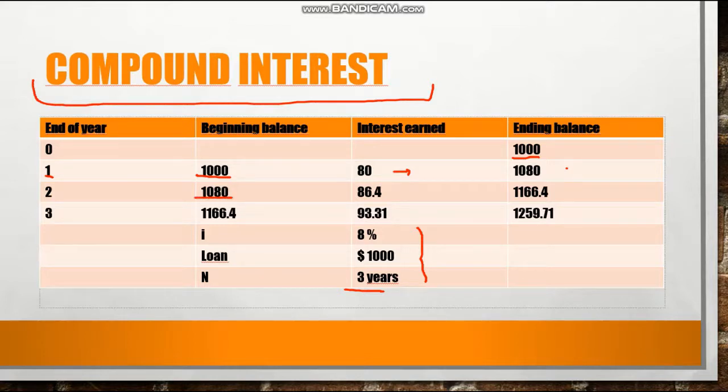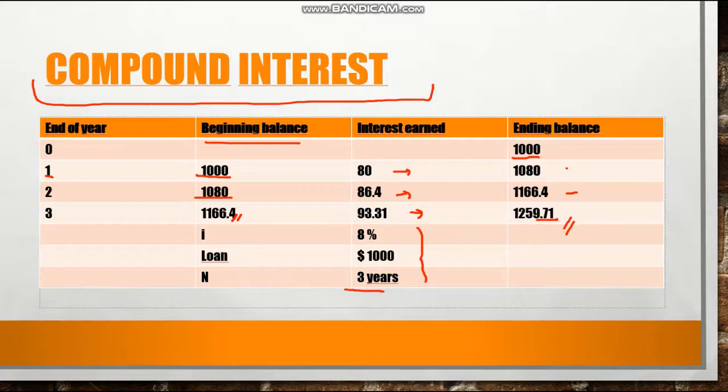We take 8% of this, which is 86.4. We add them together, and we end up at the end of the second year with $1,166.4. Then we bring in the beginning balance of the third year, $1,166.4. Then we take 8% of this, which is $93.31. Then we add them up, which is about $1,259.71 at the end of the third year.